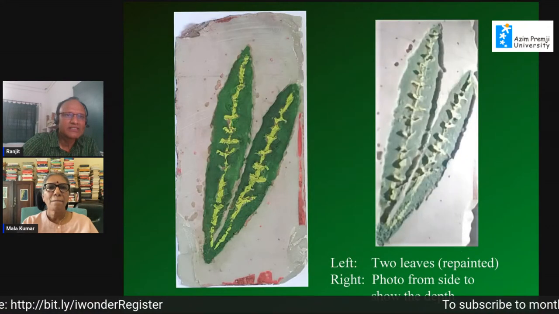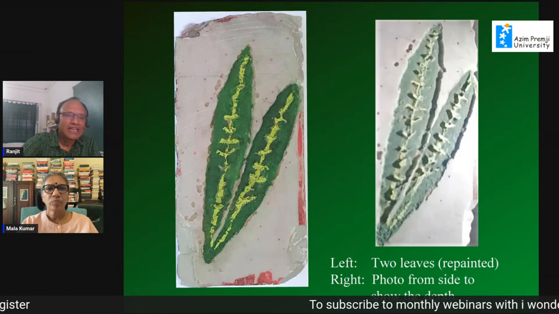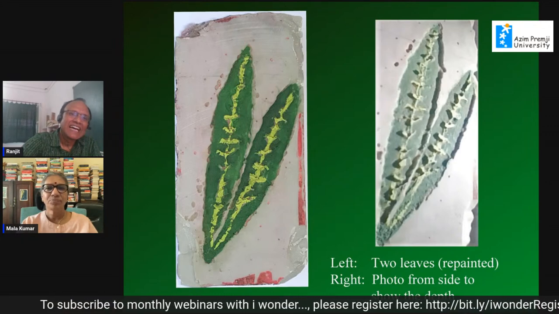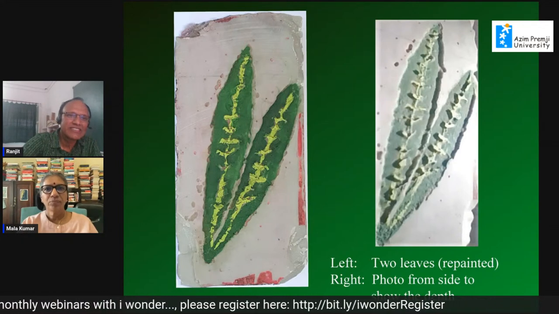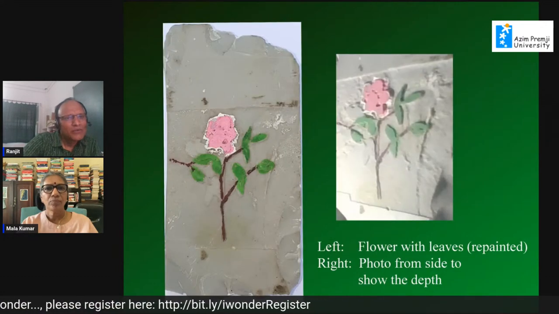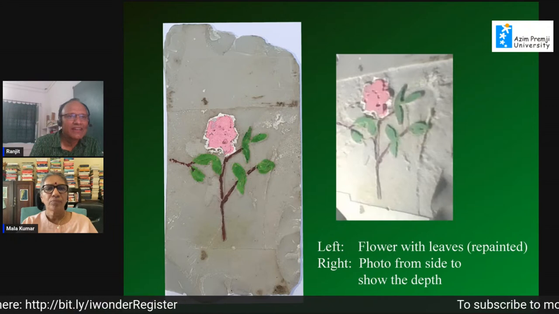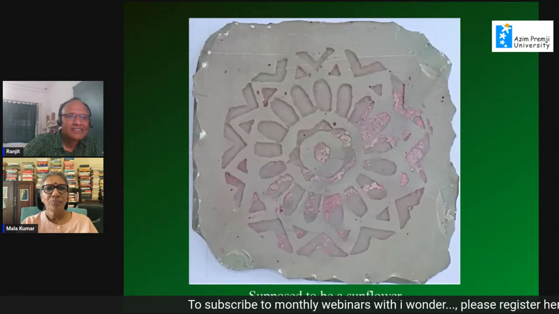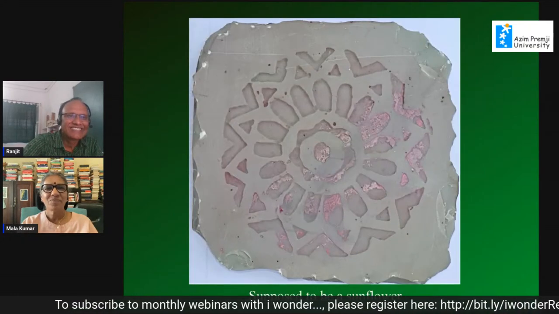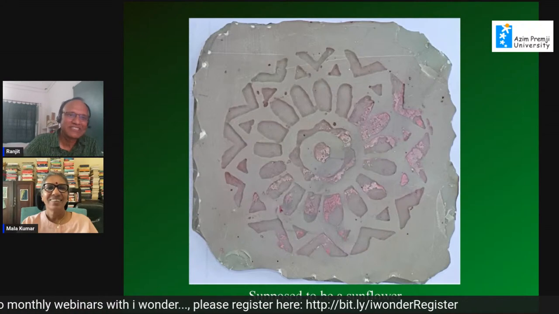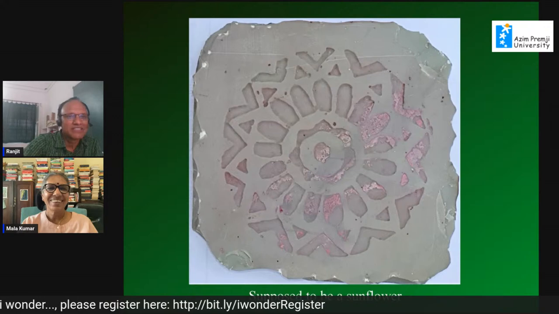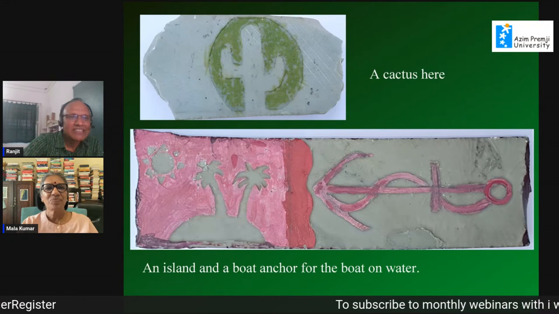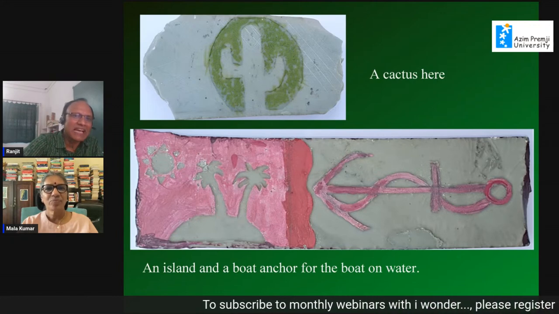So these are some of the pictures. This is a twin leaf. And if we look from the side, you can see those projections. Those are etched surfaces. And here is one where a student drew a flower and leaves. And this is supposed to be a sunflower. I don't know what was in the student's mind, but it's supposed to be a sunflower. That's what she told me. And the upper one is a cactus. The middle part is a cactus plant.